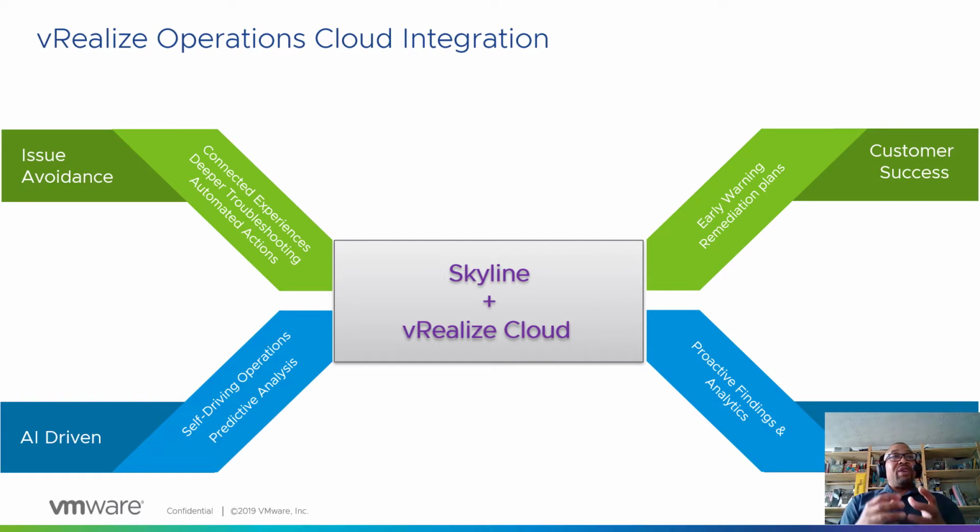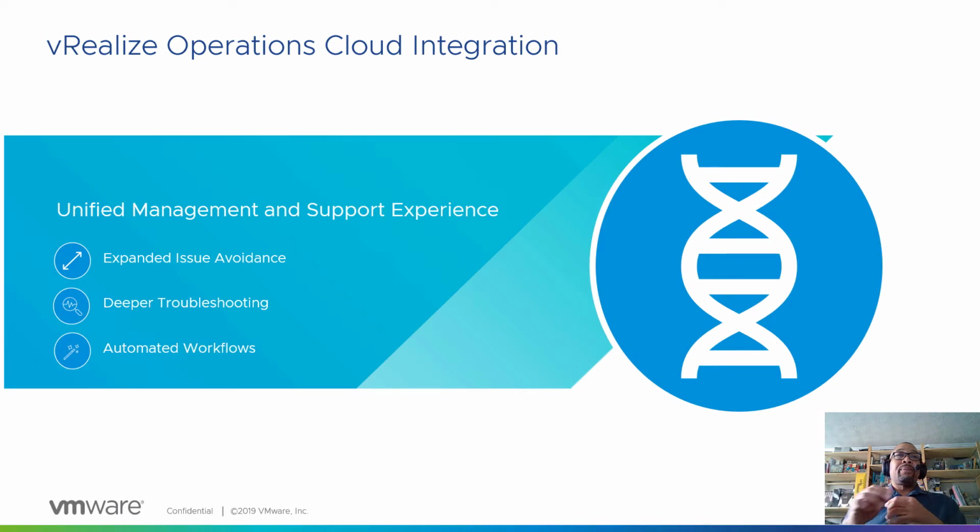And I'm happy to say that you can actually do this now and be more proactive and perform advanced troubleshooting in a single SaaS-based workflow without needing an additional support. And so by weaving Skyline and vRealize Operations Cloud data together, we can give you that connected experience, right? Complete with deeper troubleshooting and automated actions that you've all been requesting.